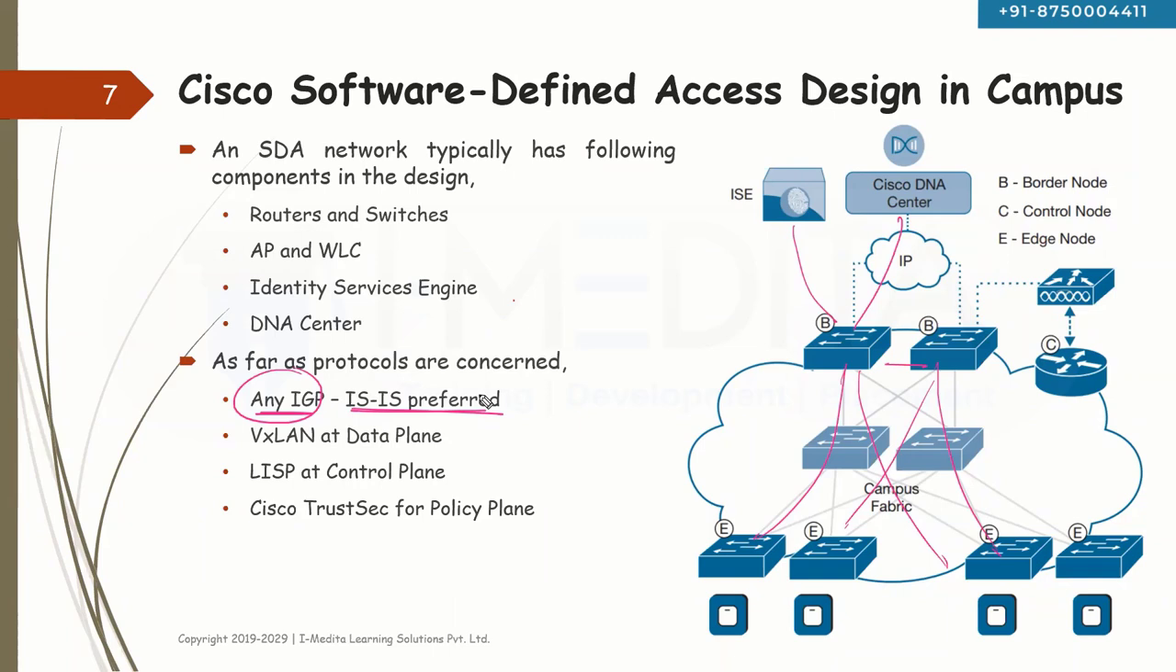Literally any IGP will work. At the end, all that matters is the reachability. You have your switches reachable to each other, reachable to DNA Center, and reachable to ISE, and that's it.